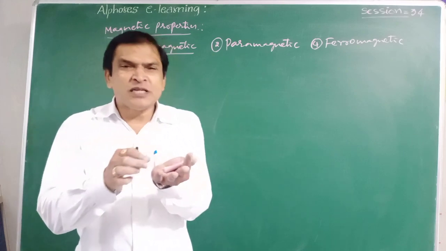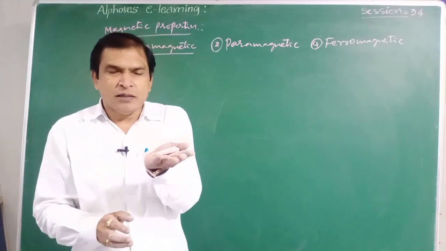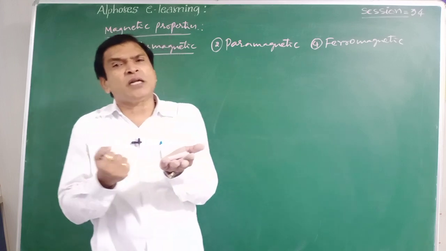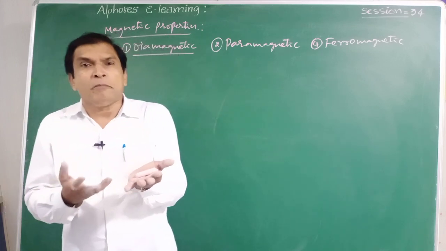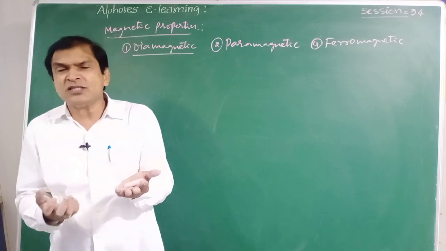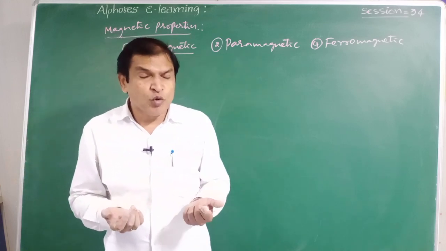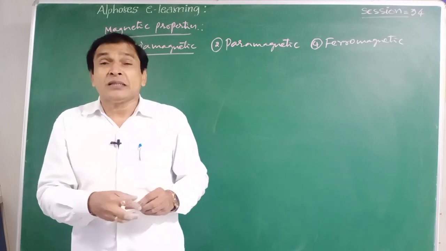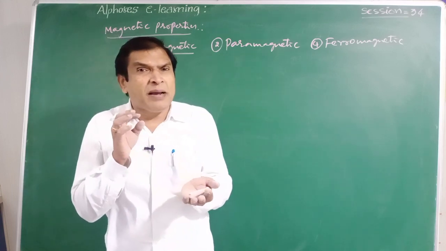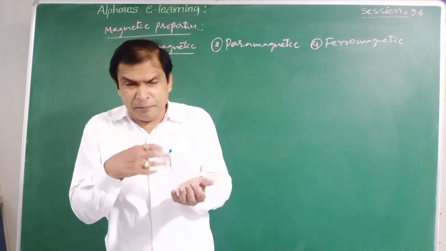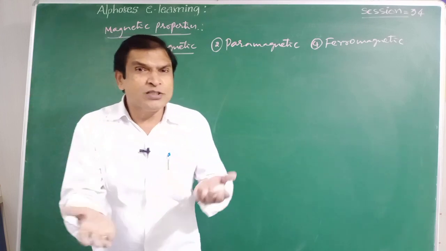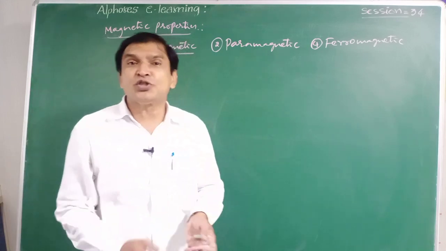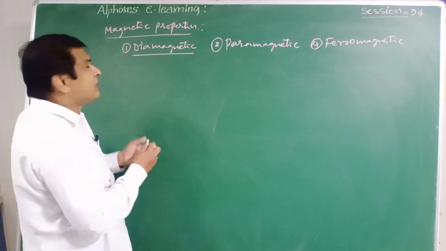When a substance is kept in a magnetic field, the substance is not attracted by the magnetic field. Not attracted means it may be repelled. The substance is not attracted by the external magnetic field but is repelled by it. This nature of the substance is called diamagnetic nature. This diamagnetic nature is due to the absence of unpaired electrons.